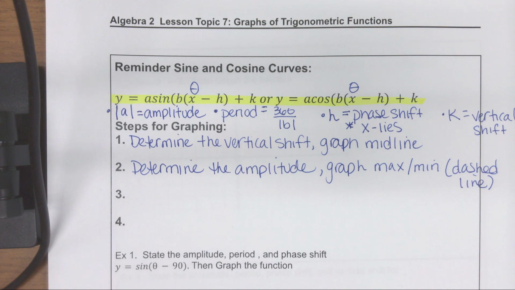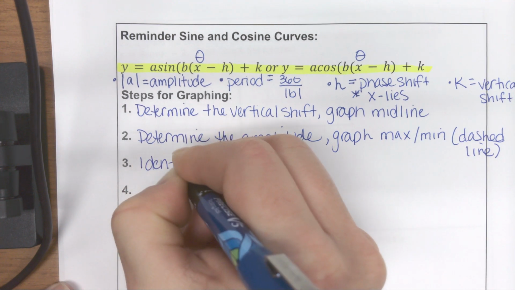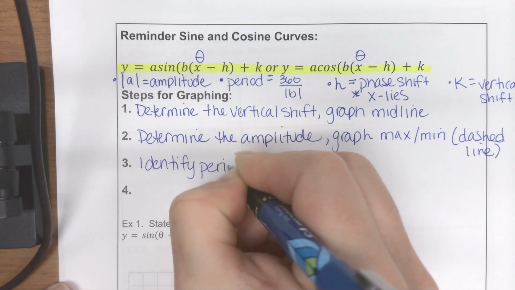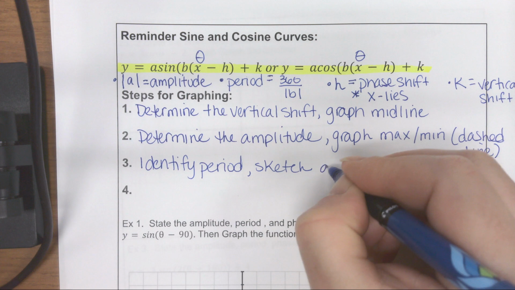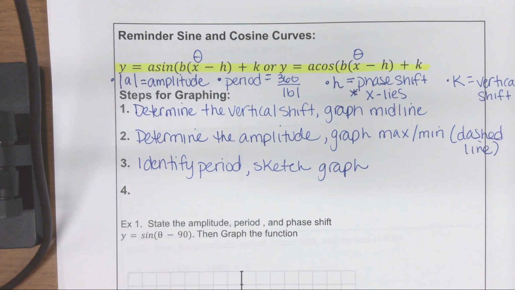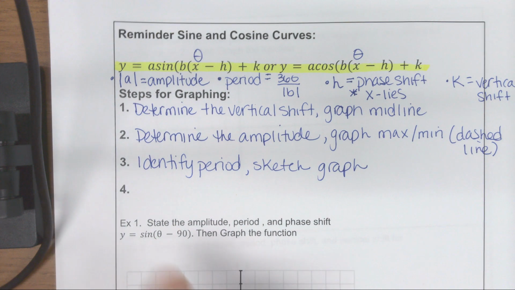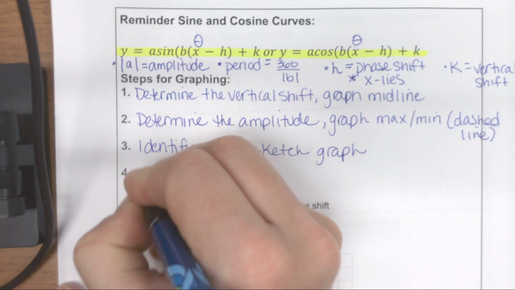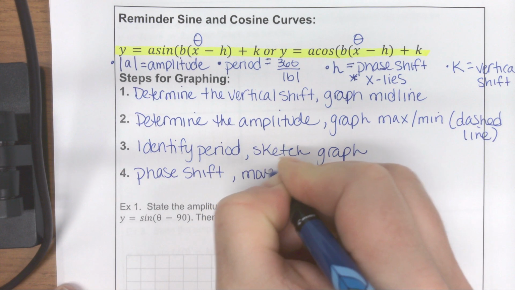Number 3, we're going to identify the period. And then you're going to go ahead and sketch your graph. The reason why I'm saying sketch your graph is because it's not necessarily the final graph. So I'm going to today, like if there's a last thing, then I'm going to do that with a pencil, and then my final graph with a pen. So the last is then, if there's a phase shift, move the graph left or right.